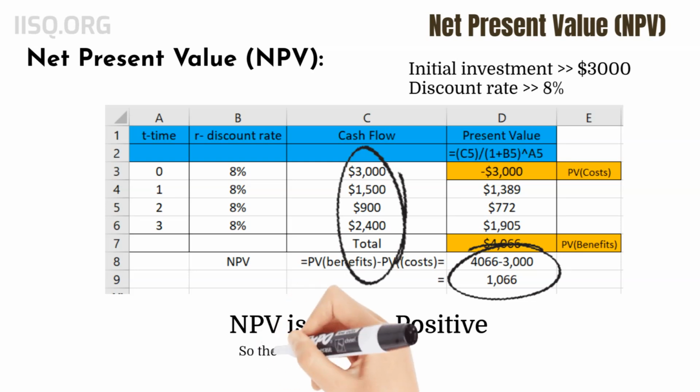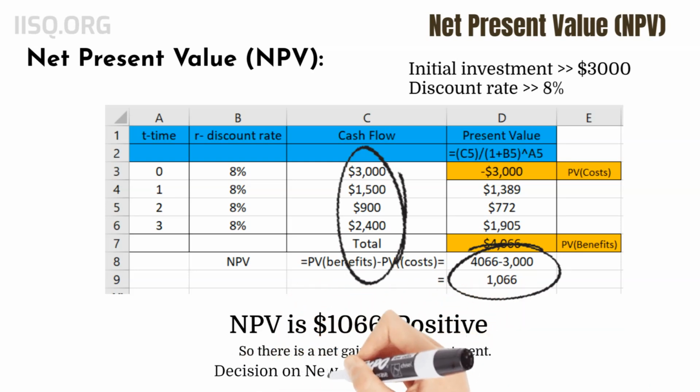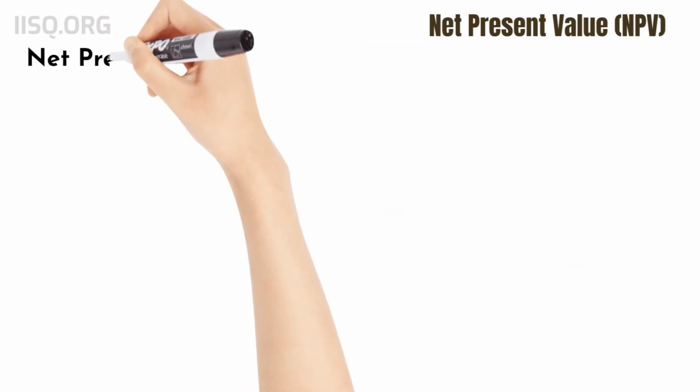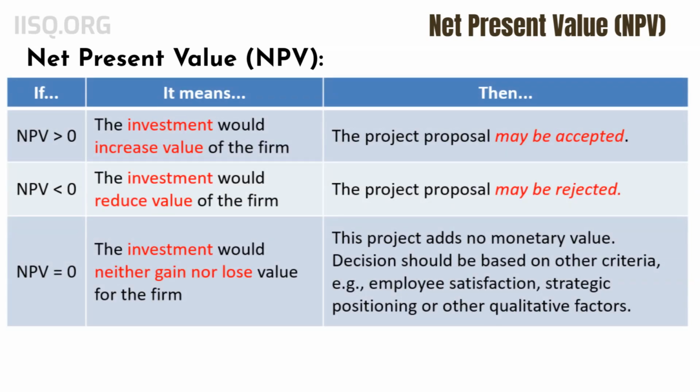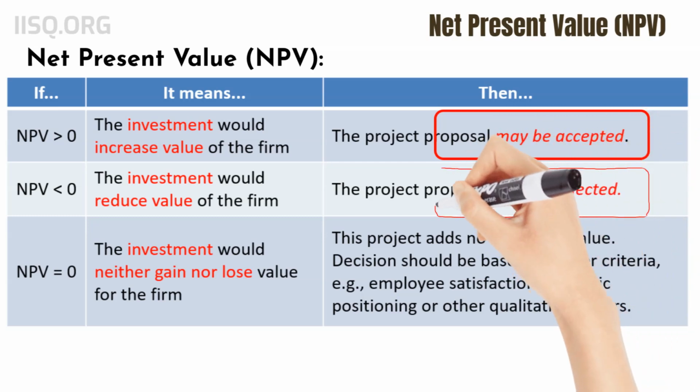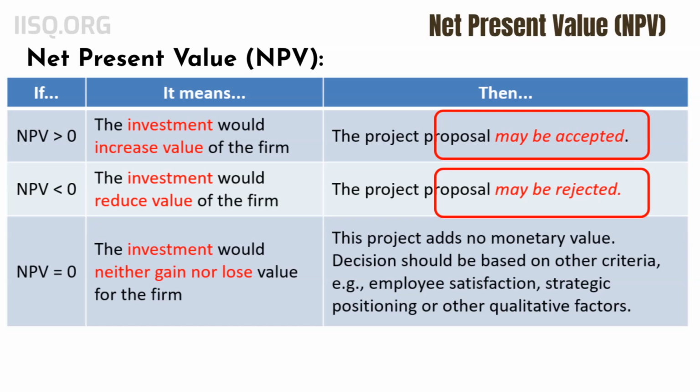Depending on the value of NPV, a decision on a new project may be taken, whether the new project will generate revenue for the organization, or whether it is worthy to implement the project. Carefully look at this table. It explains in brief what it means if the NPV is positive, negative, or zero. If project NPV is greater than zero, the investment will increase the value of the firm, and therefore, the project may be accepted. If project NPV is less than zero, then the investment would reduce the value of the firm, therefore, the project proposal may be rejected.